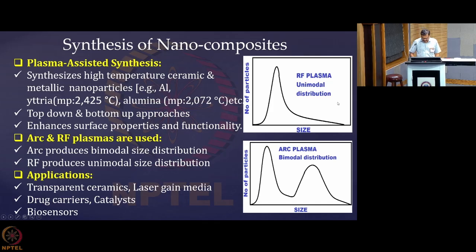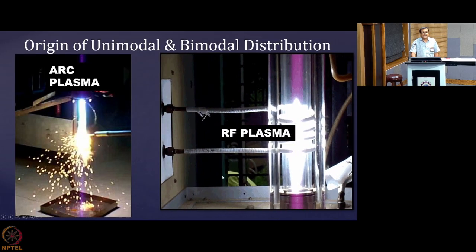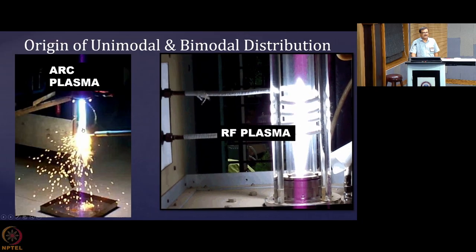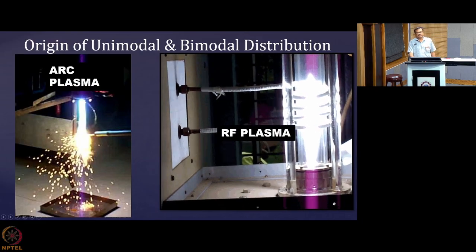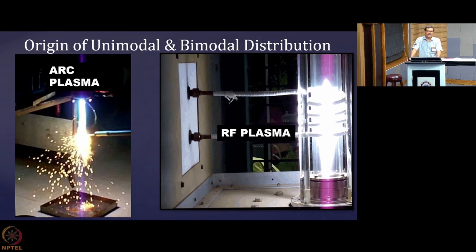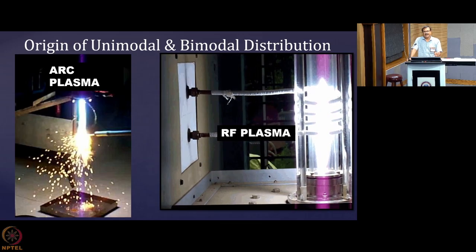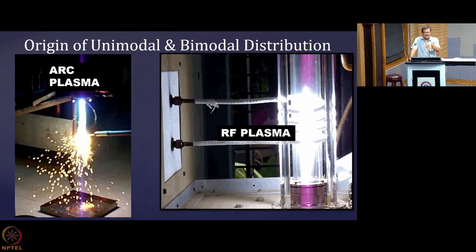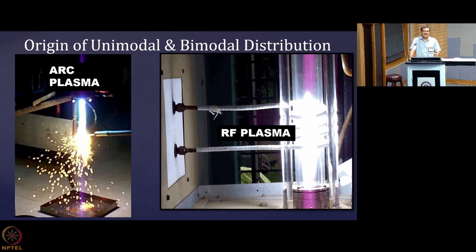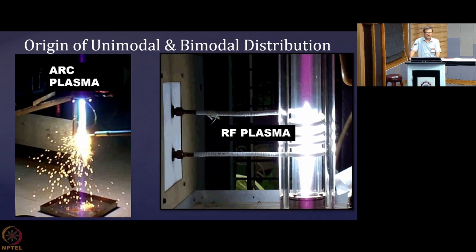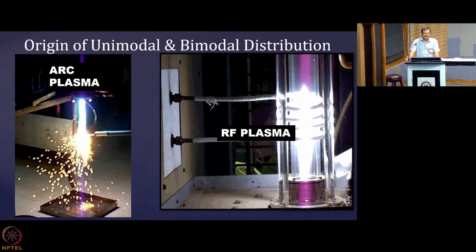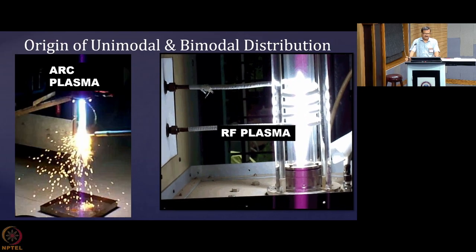Now in case of RA plasma, what you are seeing here, the diameter is quite large compared to this one, much larger than this one. So the particles which are coming inside, they are getting enough time both in radial direction as well as in axial direction to grow. So as a result, they are not producing two sharp peaks at different size locations.